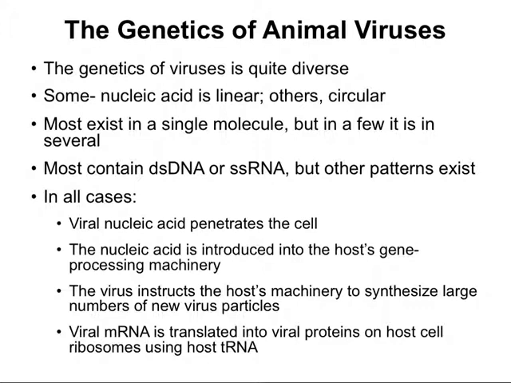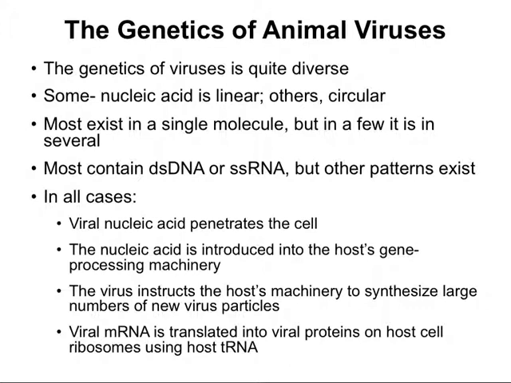In many viruses, the nucleic acid is linear. In others, it's circular. Most of them exist in a single molecule. However, in a few instances, there are several smaller pieces of DNA. Many contain double-stranded DNA or single-stranded RNA, but as we've explored previously, other patterns do exist.